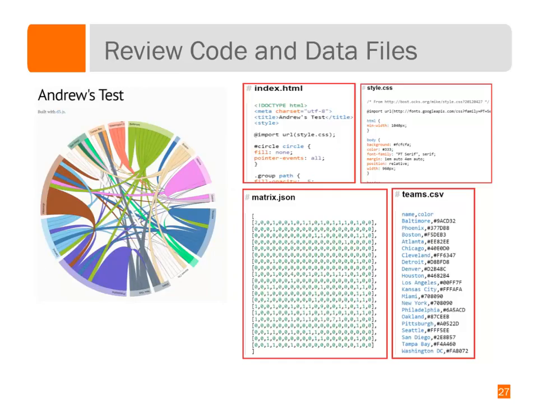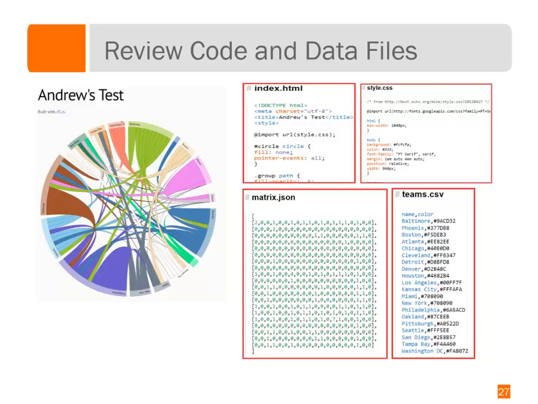So in this example, you can see each of those. So we have our index code file there, basically the HTML code. Then we have our style sheet out to the right of it. We have a particular matrix file in JSON. And then we have a data file for different teams, comma separated values.